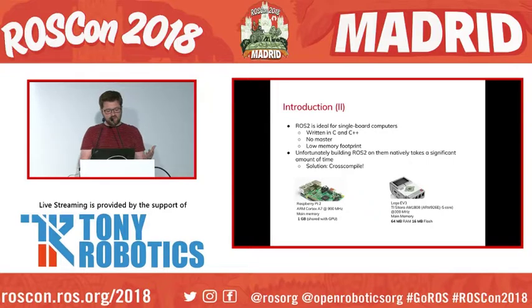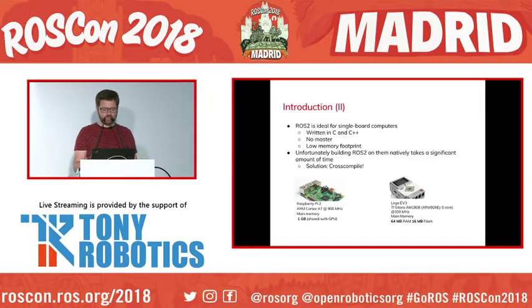So the thing is that I got ROS2 built for the Raspberry Pi, but it took a couple of hours. This was on the Raspberry Pi. So imagine how long it would have taken on the Lego EV3. And then I thought, why not use a full-featured computer to cross-compile ROS2?